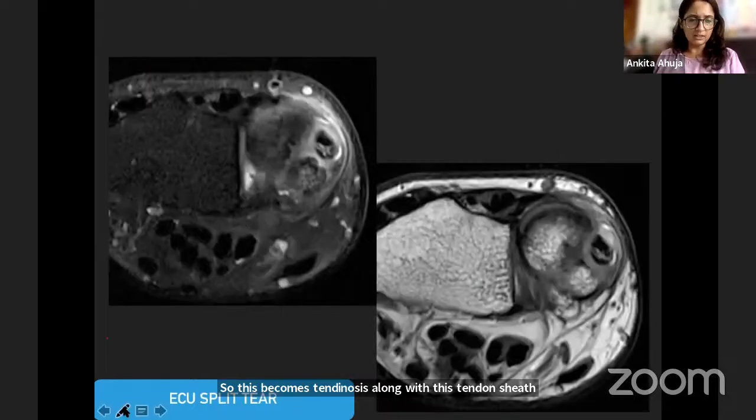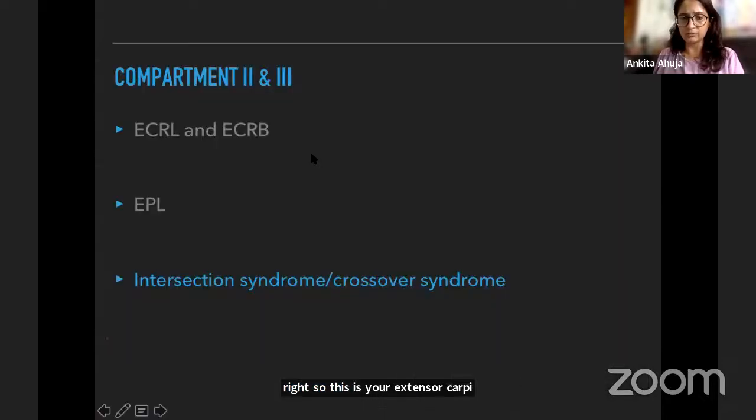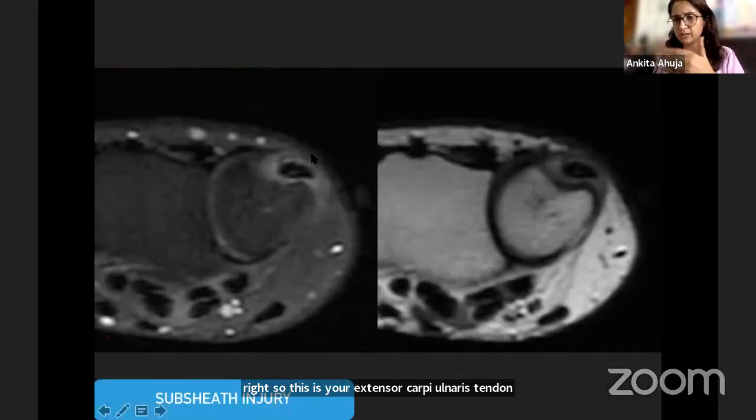Then another case which we saw in the beginning as well. So here is the ECU tendon. A few peripheral fibers are intact over here, and there is this tear which is running through and through the extensor carpi ulnaris tendon. Right, so this is your extensor carpi ulnaris tendon tear, which is a split tear because the tendon is split into two parts.